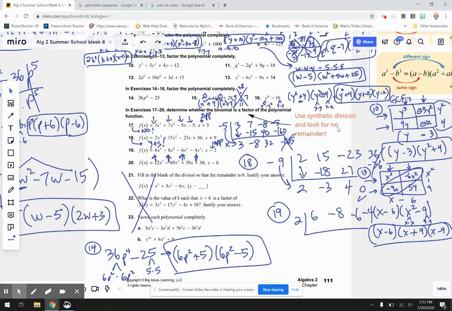All right, let's do our division. So we bring down the 6. 2 times 6 is 12. Combine these, and you get a positive 4. 2 times 4 is 8. When you combine these, you get a positive 2. 2 times 2 is 4. Negative 4 and positive 4 cancel out, get 0. So this has no remainder, so 19 is a yes.